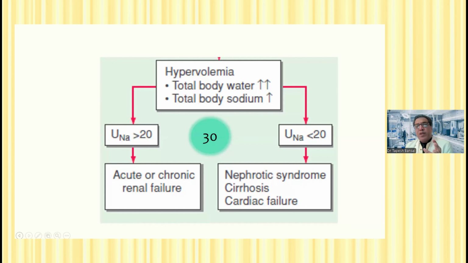So that is hypervolemia. Total body water is increased much more than total sodium, and urine sodium 30 is taken now. Acute or chronic renal failure if more than 30, and if it's less than 30, nephrotic syndrome, cirrhosis, cardiac failure.